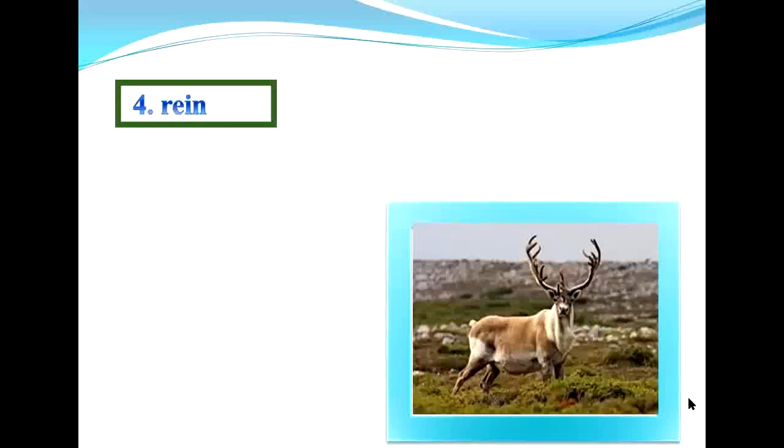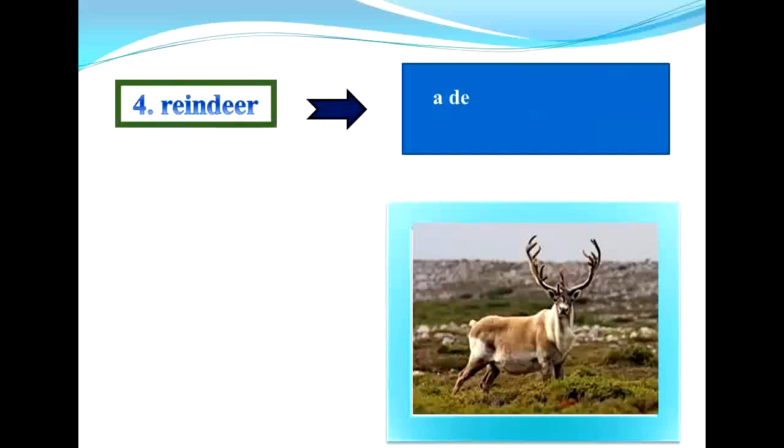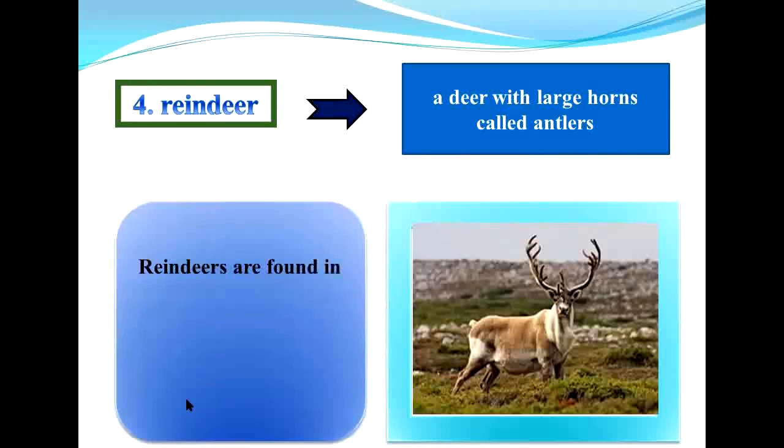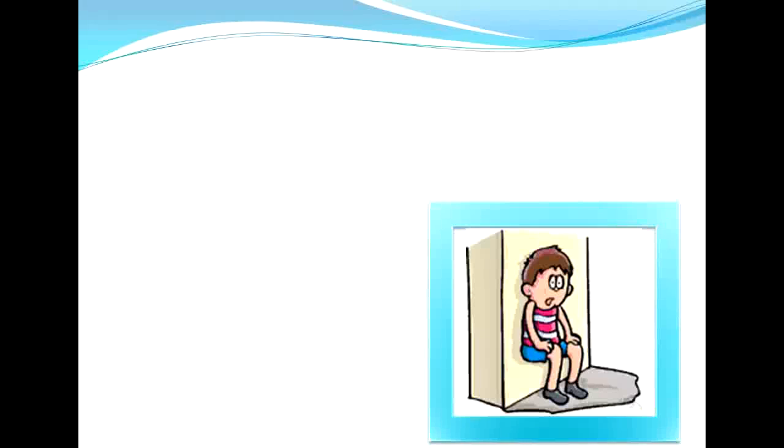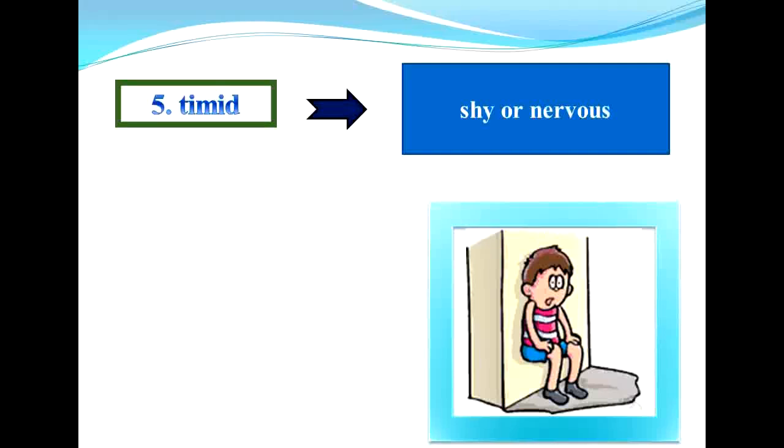The fourth new word is reindeer. A reindeer is a type of deer with large horns called antlers, and these are mostly found in North America. People in North America domesticate these animals in order to pull their sledges. These are also used for their milk and meat. With the word reindeer, I have framed the sentence, reindeers are found in the northern areas of Europe, Asia, and America. The fifth new word is timid, and the word timid means shy or nervous.